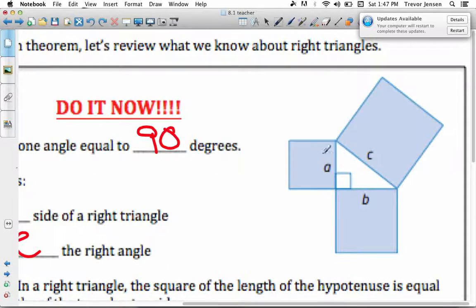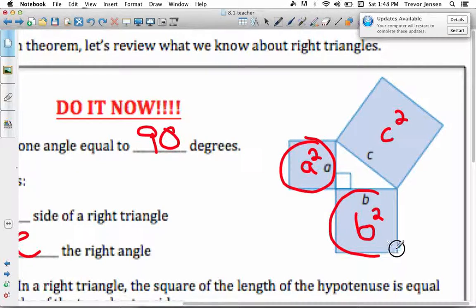So if I've got my triangle, side length A, side length B, side length C. If I draw a square with the side length A, the area of that square is A squared. If I draw a square with side length B, the area of that square is B squared. If I draw a square with side length C, the area of that square is C squared. What the Pythagorean Theorem tells me is that if I add the area of this square to the area of this square, it will equal the area of this square.